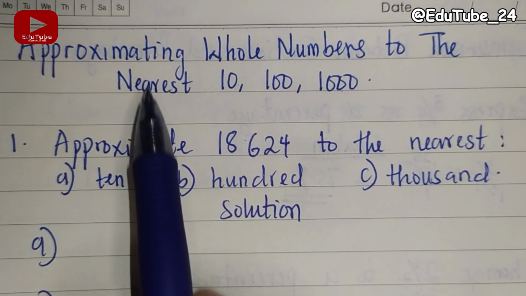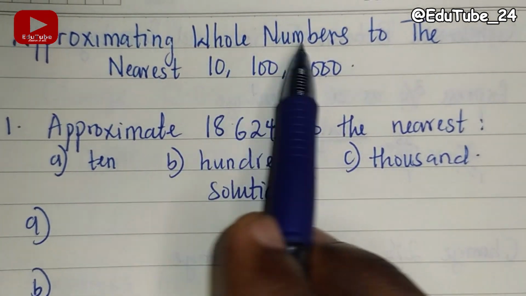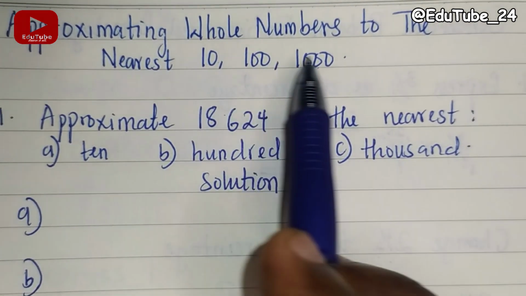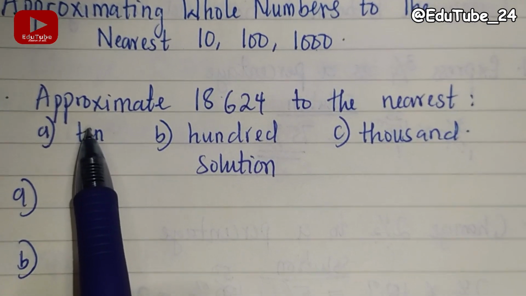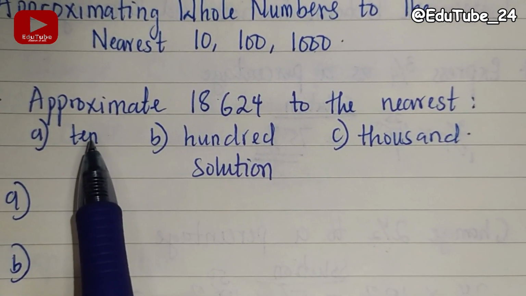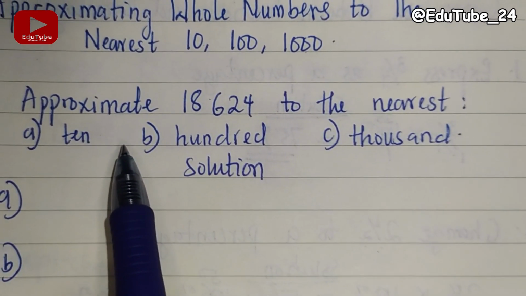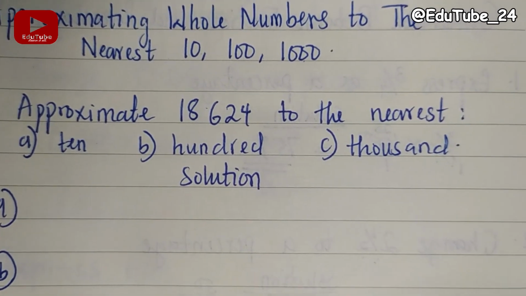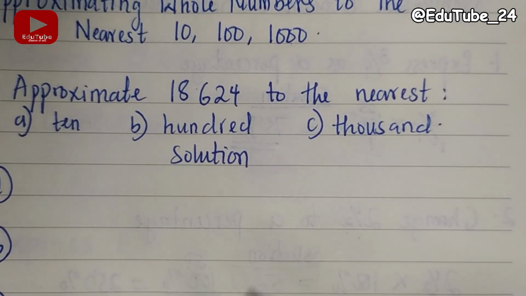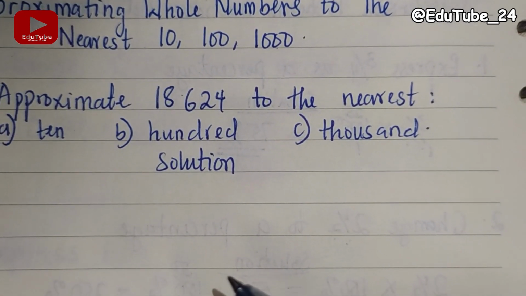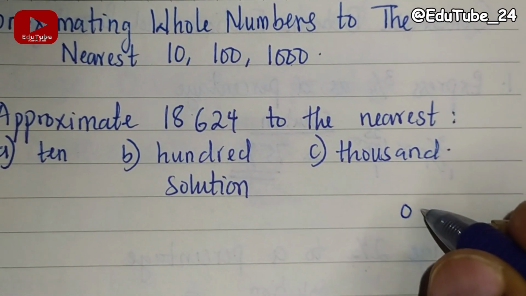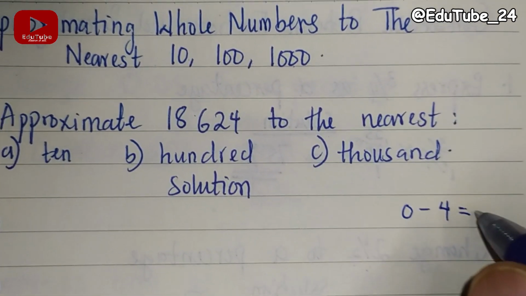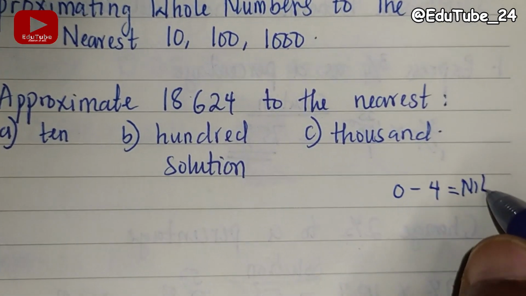In this lesson, we are going to learn approximating whole numbers to the nearest 10, 100, and 1000. Now, before we jump into our example, it is important that we understand the fundamental principle of rounding off or approximation of numbers. And that principle is that if the nearest number to the number you're rounding off is between 0 and 4, you round it down to nothing.